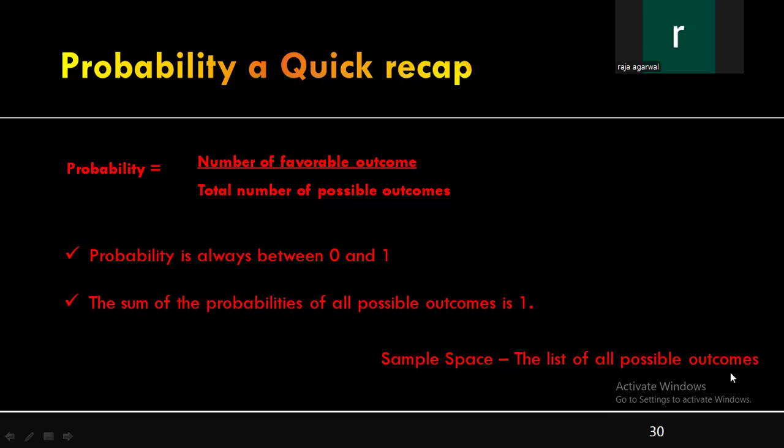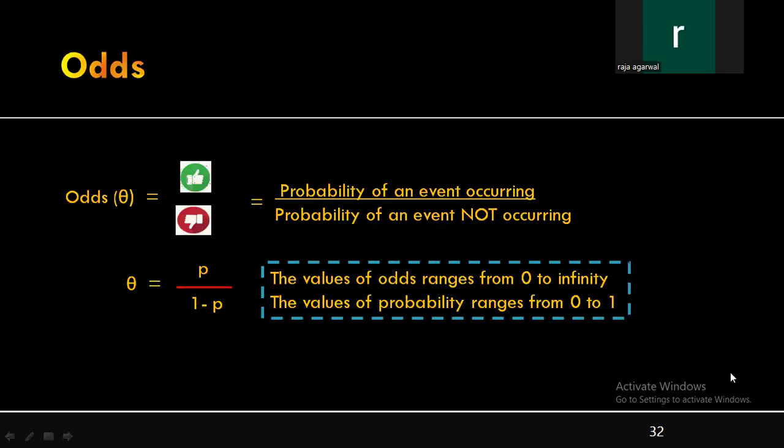Next, we will jump into odds. What are odds? The probability of an event occurring divided by the probability of an event not occurring. That is what odds are. This is how we define the odds: P over 1 minus P. The probability of an event occurring is your P, and the probability of an event not occurring is your 1 minus P. Remember that the values of odds range from 0 to infinity, while the values of probability range from 0 to 1. This is the one you need to remember.